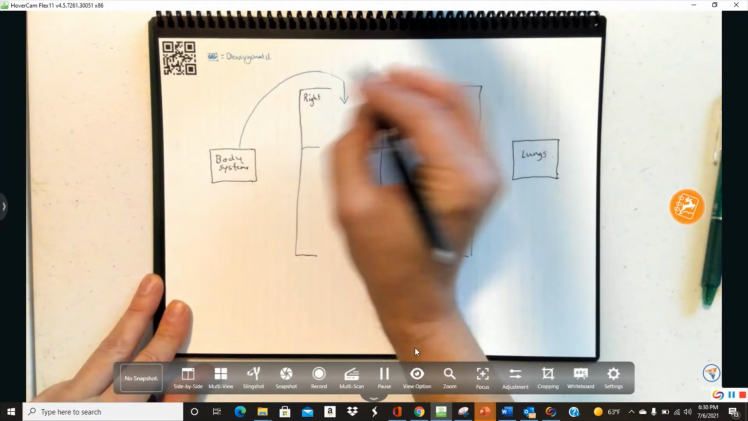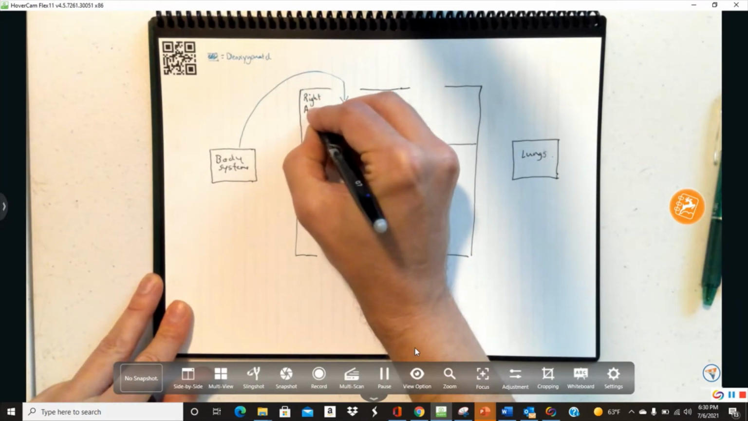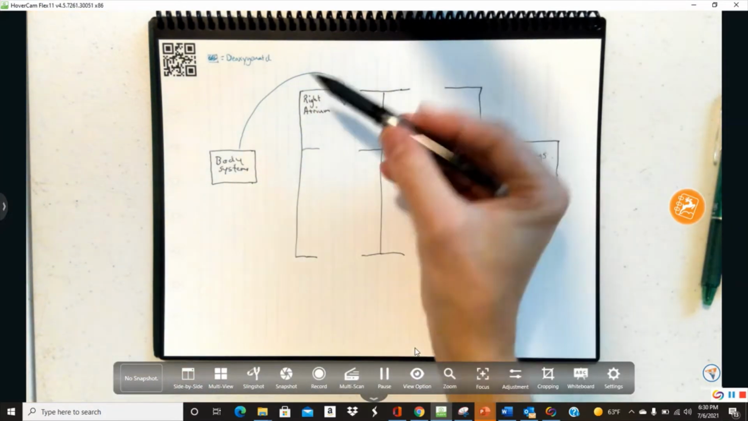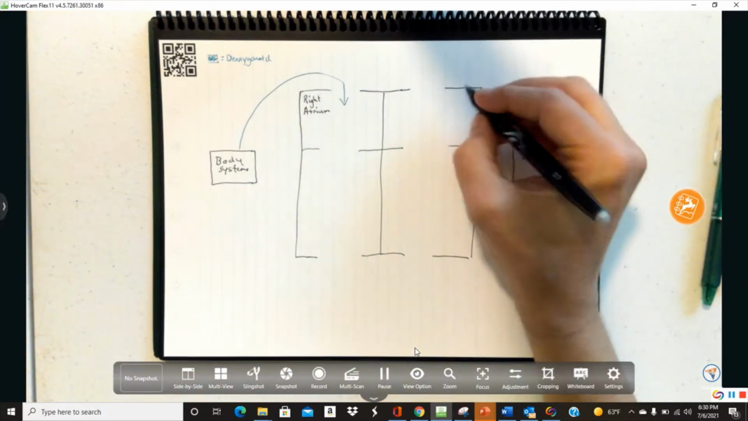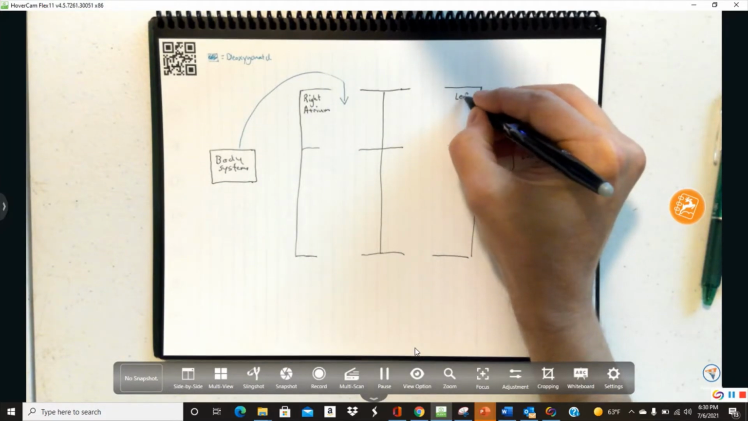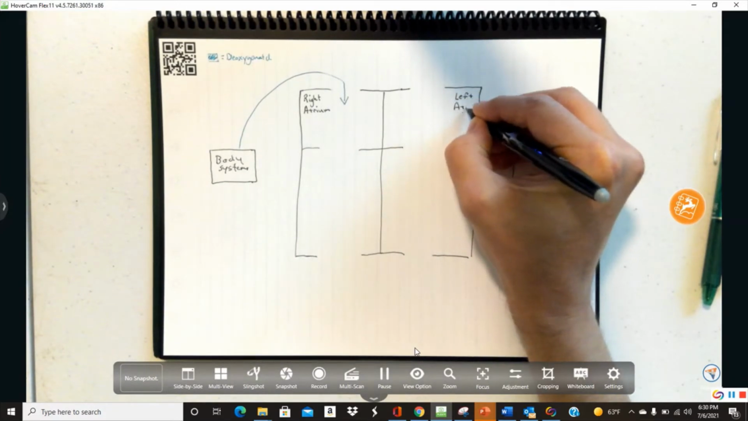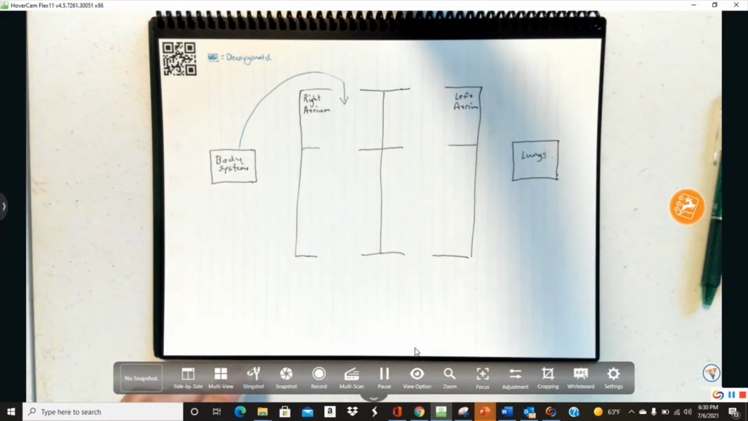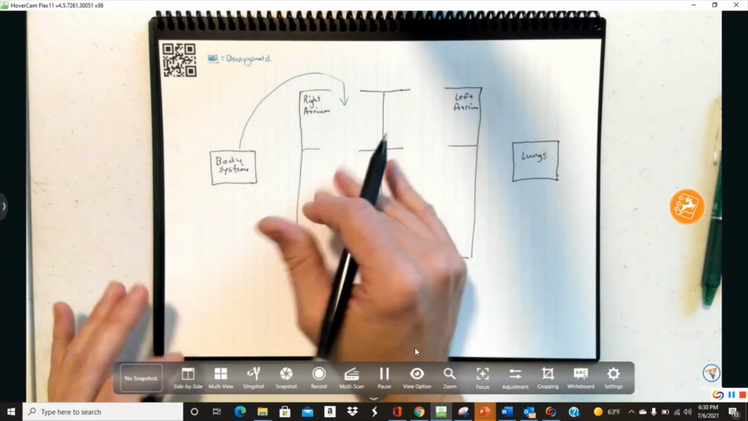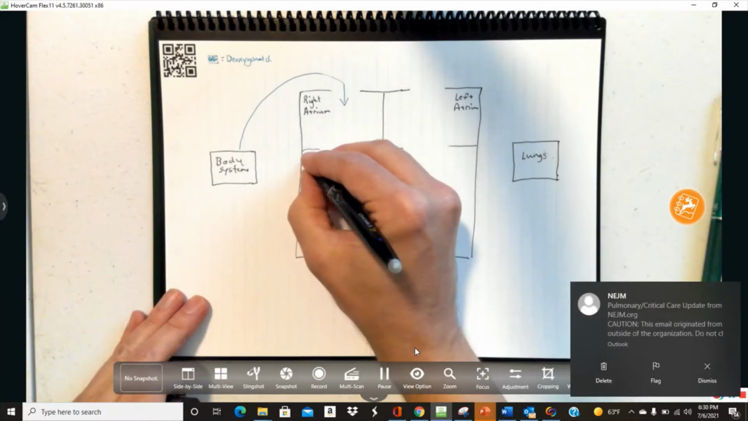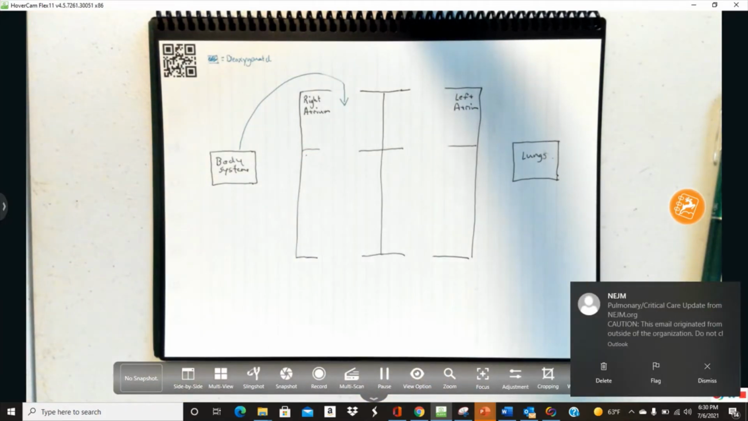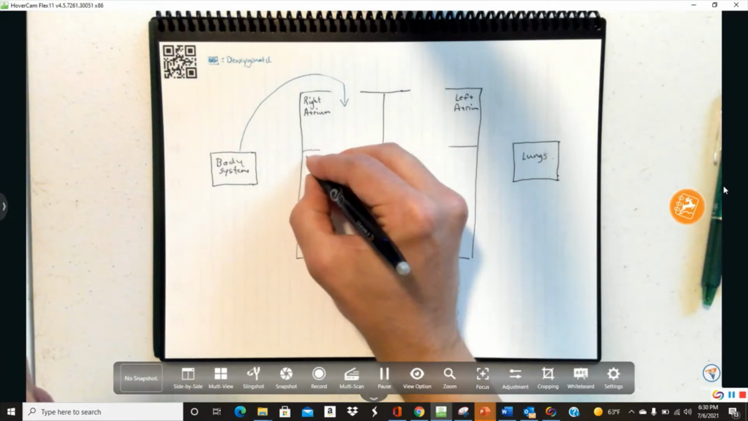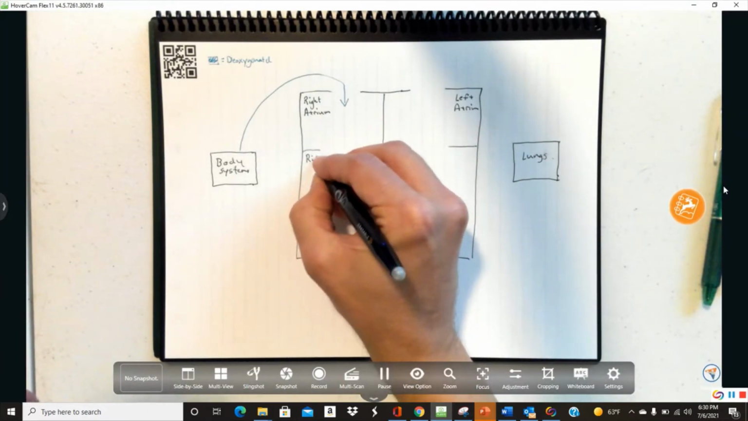atrium. Now, atrium, atria are plural. So if this is a right atrium, this is obviously a left atrium. Left atrium. All right. Now, with the two atria defined, let's go ahead and just get the ventricles. We have a right ventricle. I do apologize that I got an email there. Right ventricle.